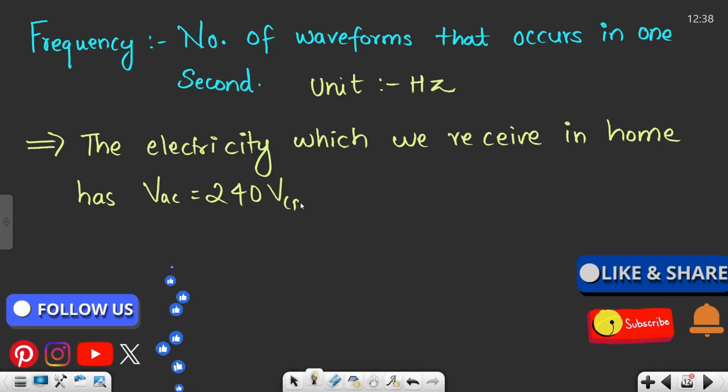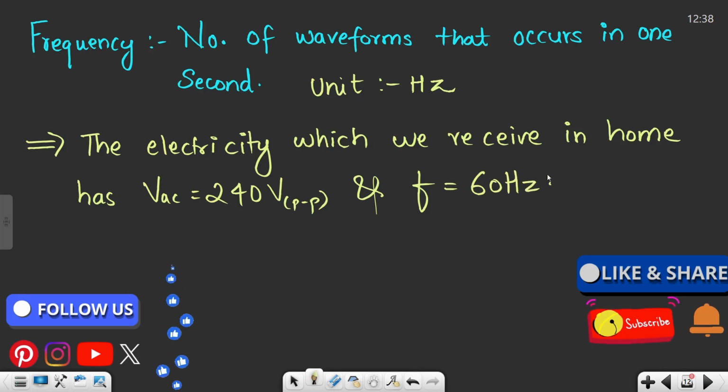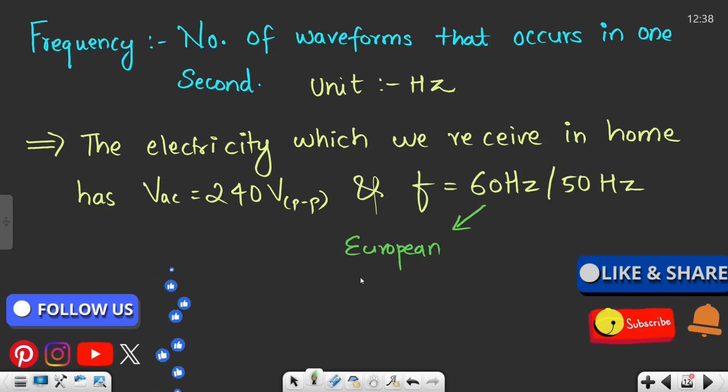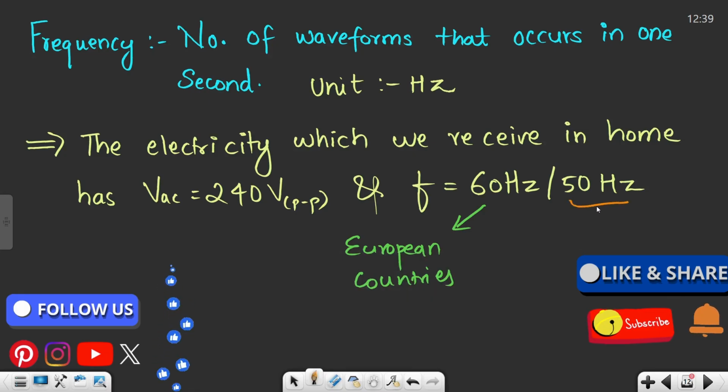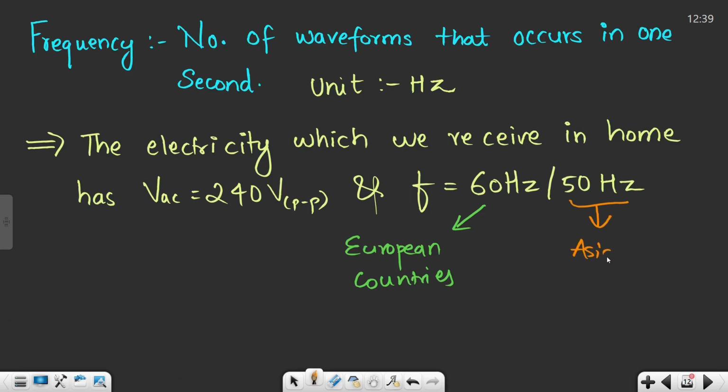Okay, peak to peak, and a frequency of around 60 hertz. Some countries have a frequency of around 50 hertz as well. So basically most of the European countries have a frequency of 60 hertz, maybe European and American countries as well, whereas most of the Asian countries have a frequency of 50 hertz, Asian countries.